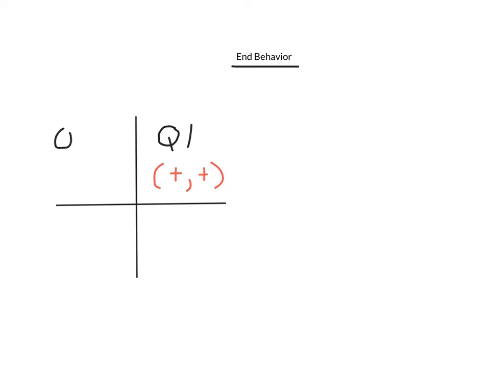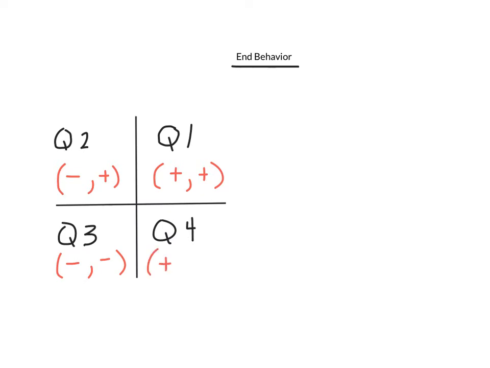In quadrant 2, if I were to plot a point in that quadrant, I know I would have a negative for my x value, but a positive for my y value. In quadrant 3, we would have a negative for my x value and also a negative for the y value. And in quadrant 4, we would have a positive for our x value, but a negative for our y value. This is a good tip for you to understand end behavior.